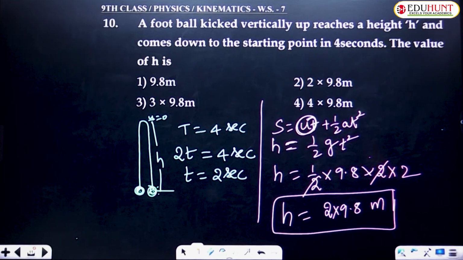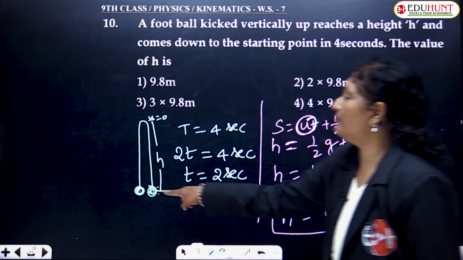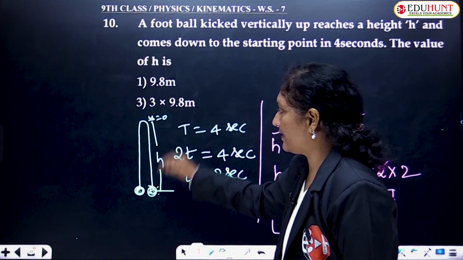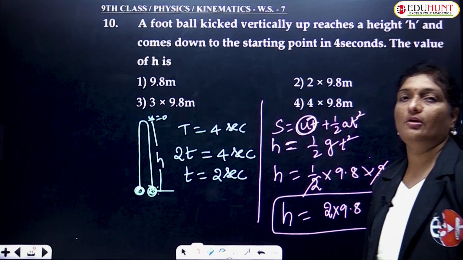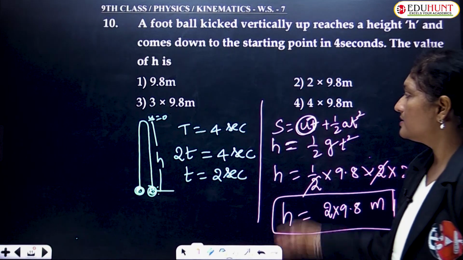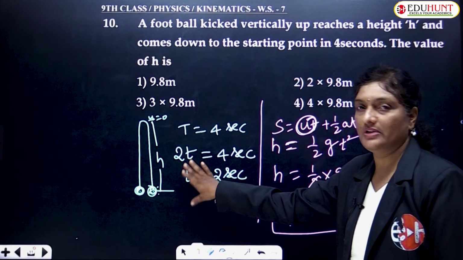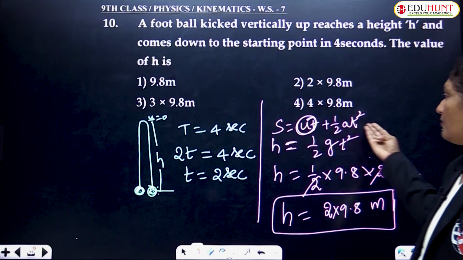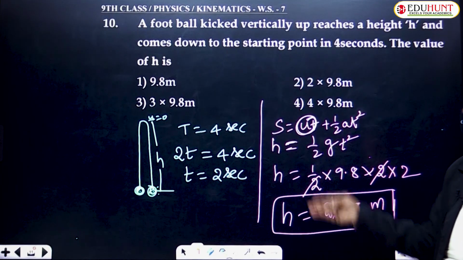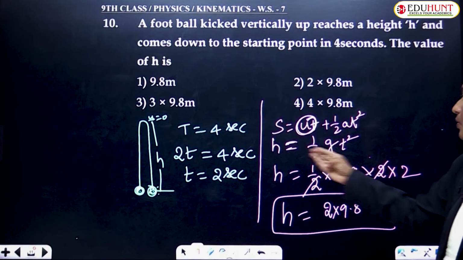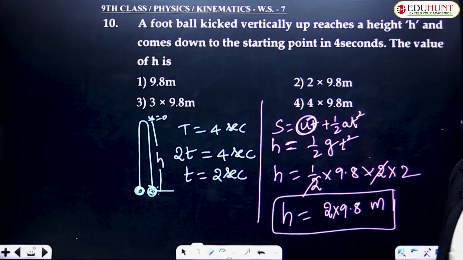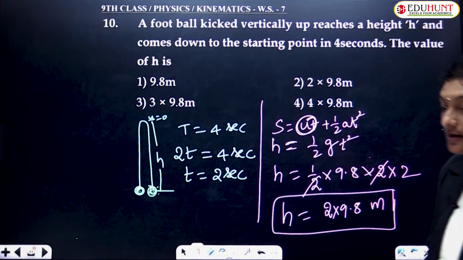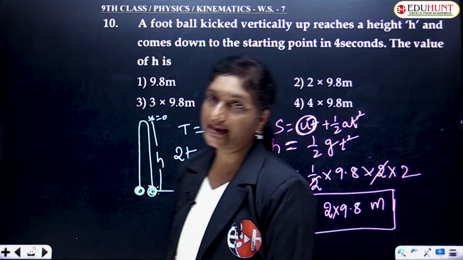Is that clear, children? So, total time of flight was 4 seconds. So, only this region, either time of descent or time of ascent, will be 2 seconds. If you consider only time of descent, the distance travelled is h. So, from the formula s equals ut plus half at square, as initial velocity is 0, we have h equals half gt square. Substituting the above values, you get the value of h as 2 times of 9.8 meters.